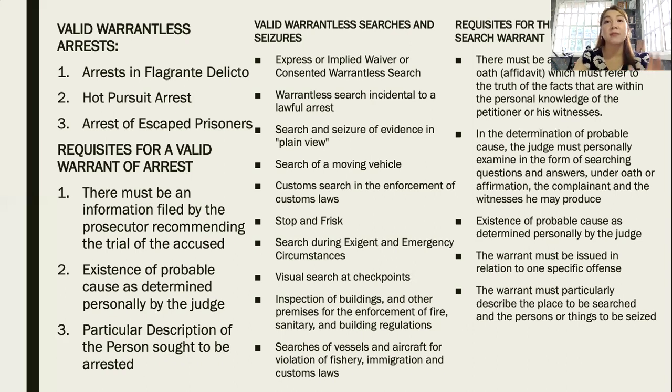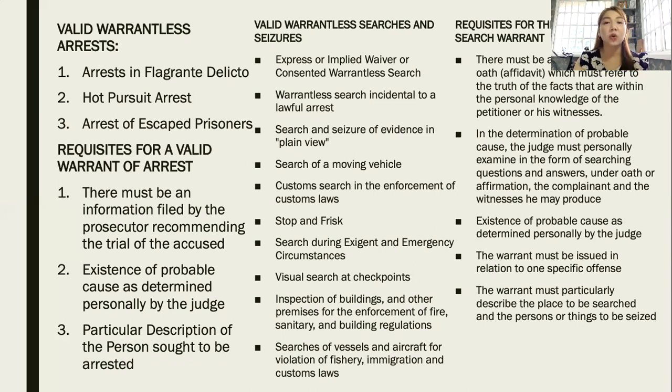Ano nga ba yung mga valid warrantless arrest? We have arrests in flagrante delicto, hot pursuit arrest, and arrest of escaped prisoners. Ano yung in flagrante delicto? Ito yung when in his presence, yung tao na gagawa ng arrest, the person to be arrested has committed, is actually committing, or attempting to commit an offense.